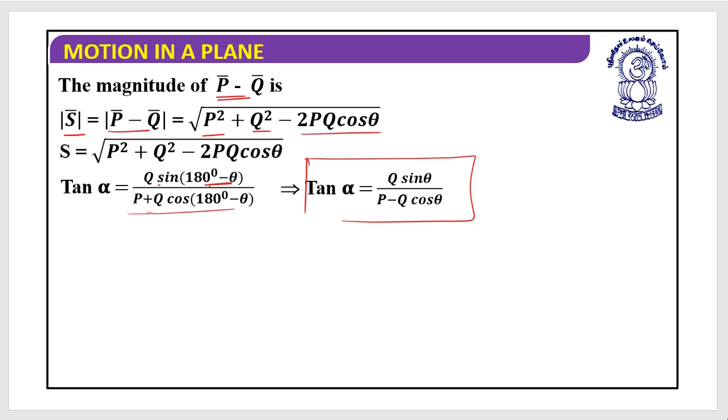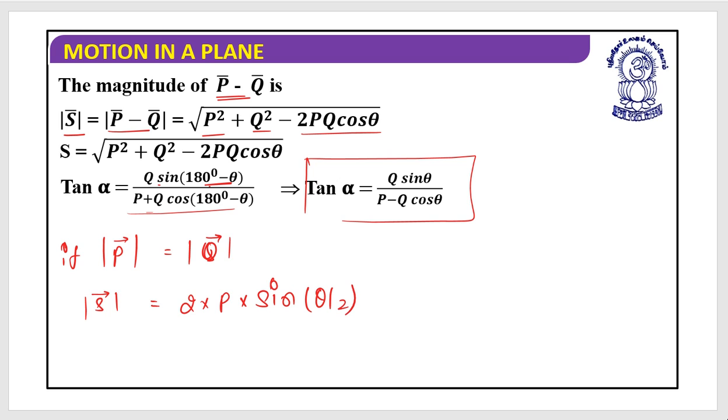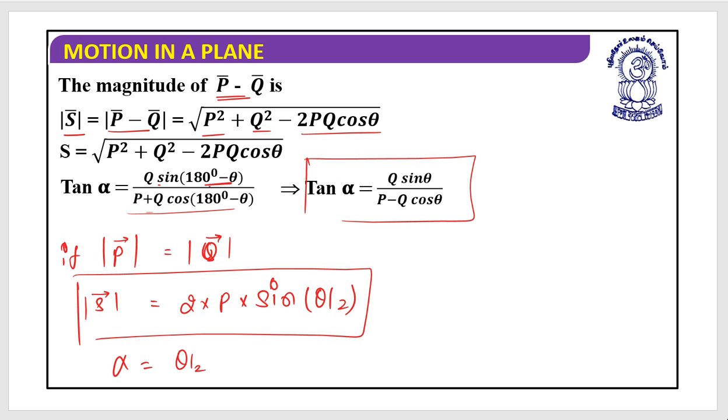Shall I add something? If the magnitude of p equals the magnitude of q, that means the two vectors are equal, then the magnitude of their resulting vector will be 2 into p into sine theta by 2. Please remember this. And alpha equals theta by 2, it is the same. Alpha equals theta by 2. Is it clear?